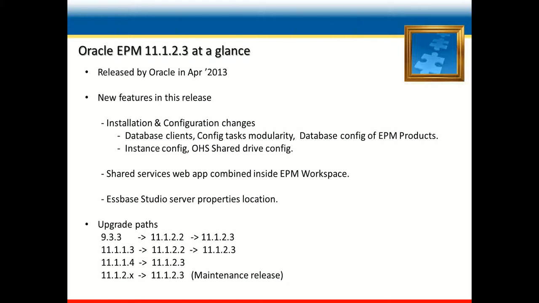EPM 11.1.2.3, which was released by Oracle in April 2013, is now the latest version of the EPM product suite. This is a minor release that is an update to the major version that was previously EPM 11.1.2.2. There are several new features in this release as far as the installation and configuration go, and several changes.